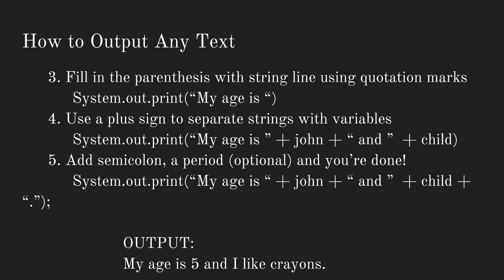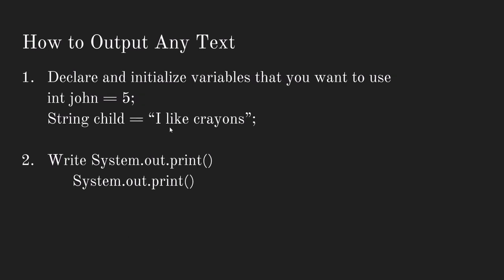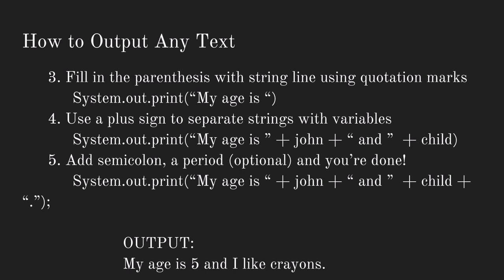So "My age is ", then the plus sign, plus the variable john, and then another plus sign because you have another string that you want to add to the output in quotation marks, " and I like crayons," and then plus child, which is another string variable. And then finally, you add a semicolon, because you use a semicolon after any completed statement in Java. The period here is really optional, and then you're done. So the final output would be "My age is 5 and I like crayons."